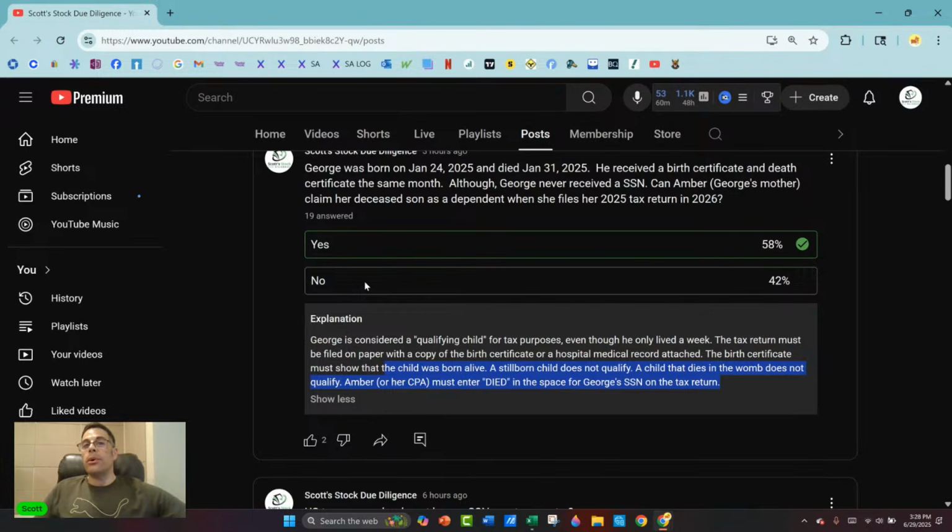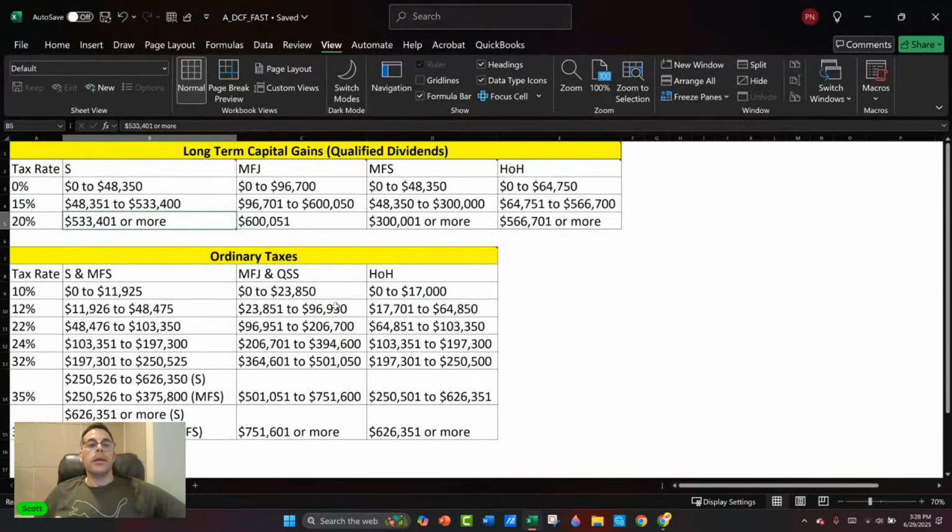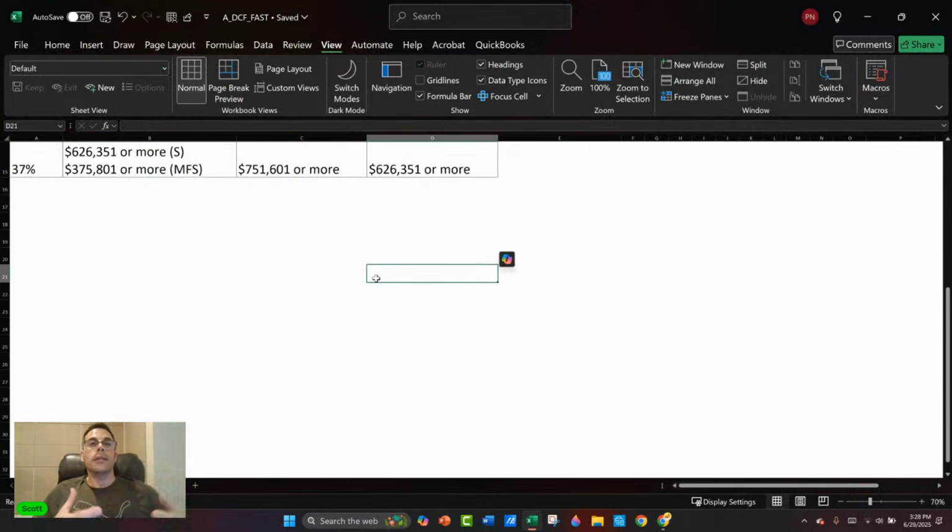But if the child was born in 2024 but dies in 2025, then actually I don't even know exactly what happens there, because I'm kind of just still studying for the exam. But the way it usually works for tax purposes, whatever the situation was on December 31st is what you file as.